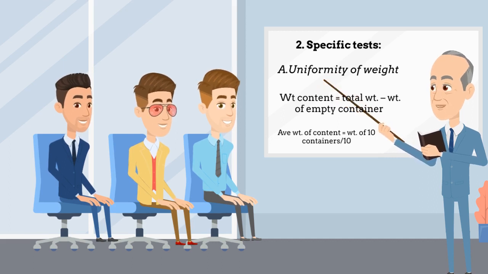If the results have not met the criteria, we do the following. 1. Weigh additional 20 containers. 2. Determine the average weight of 30 containers. 3. The net average should not be less than the labeled amount, and not more than 1 out of 30 containers below the limit. Note that 90% of the labeled amount applies when it is less than 60 grams and 95% of the labeled amount applies when it is more than 60 grams.